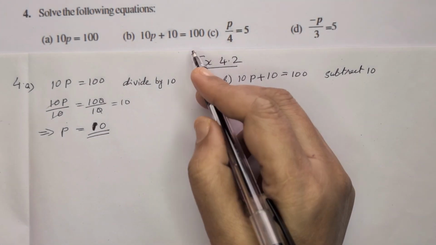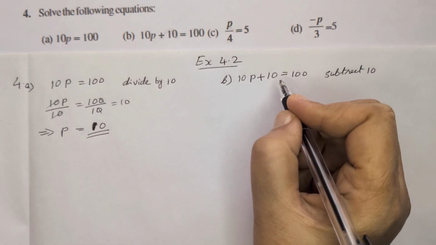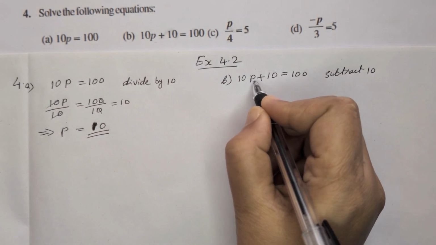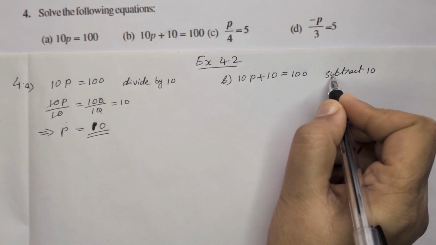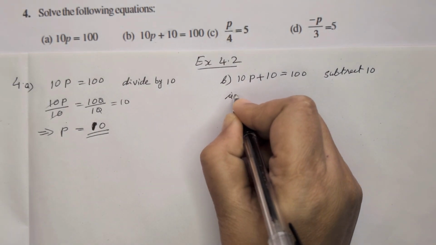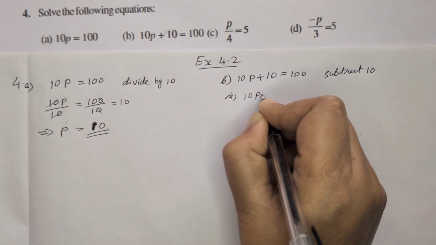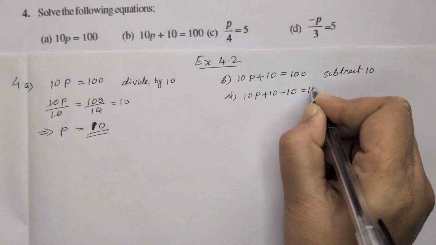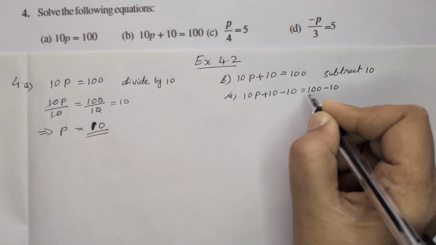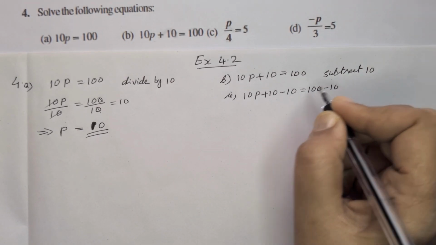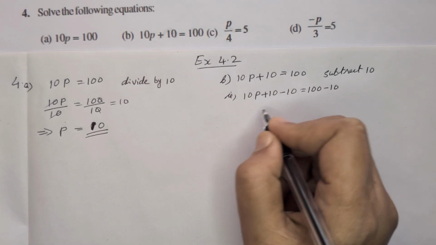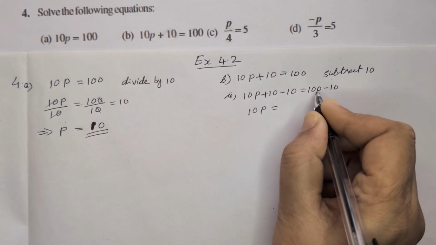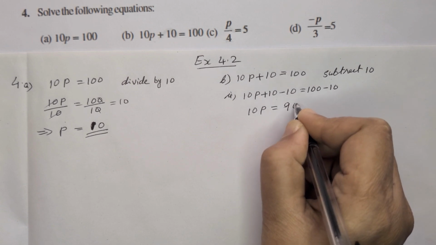B. 10p plus 10 is equal to 100. You have to remove first this 10 from this side. So subtract 10. That is 10p plus 10 minus 10 is equal to 100 minus 10. We have to subtract from both sides. So 10 and minus 10 will cancel. 10p is equal to 100 minus 10, 90.